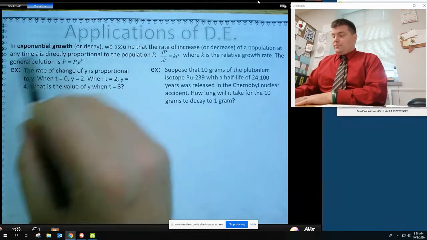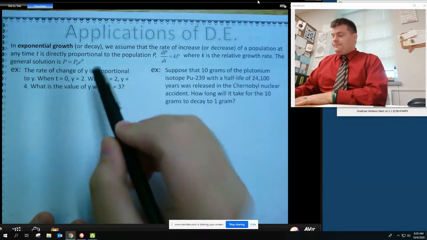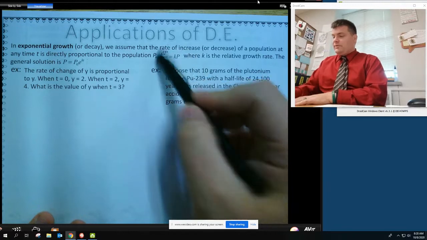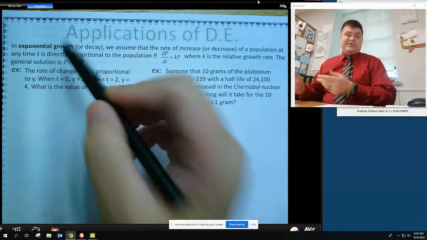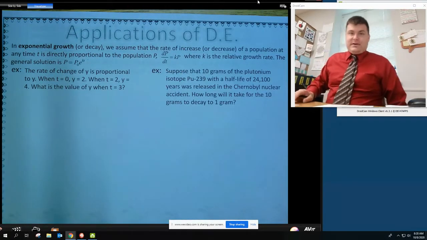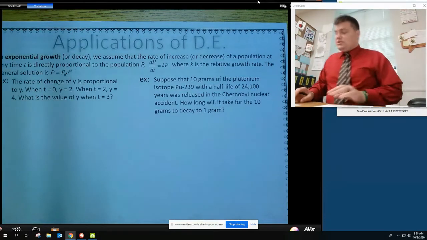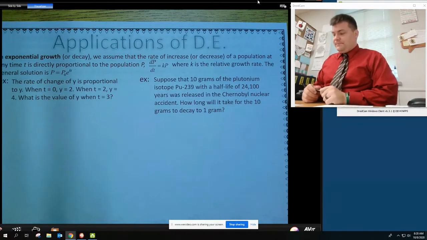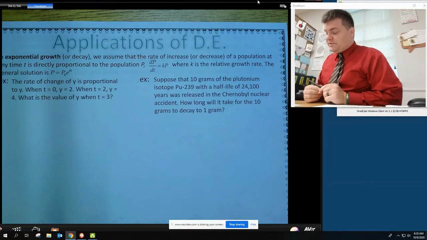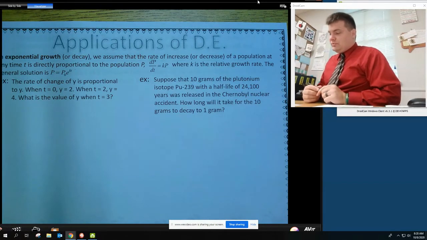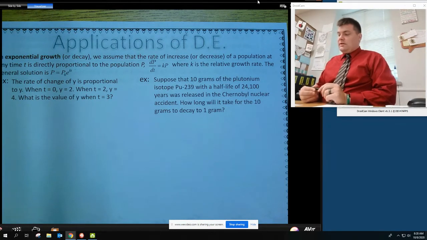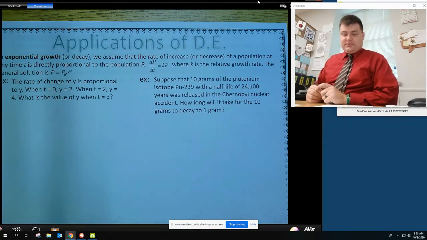So let's go ahead and tackle a problem like this. We're going to use our calculus here, and we're going to figure out that our solution will look something like that, and we'll answer the question. The rate of change of y is proportional to y. When t equals 0, y equals 2. When t equals 2, y equals 4. And now what's the value of y when t is equal to 3?